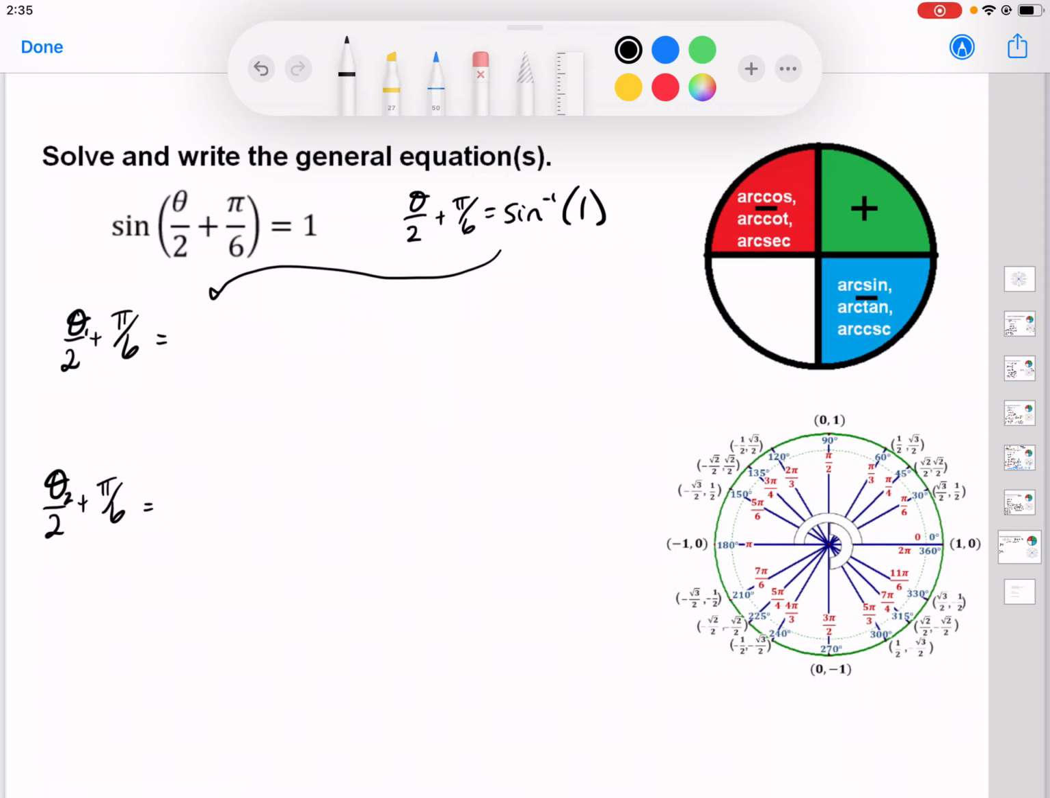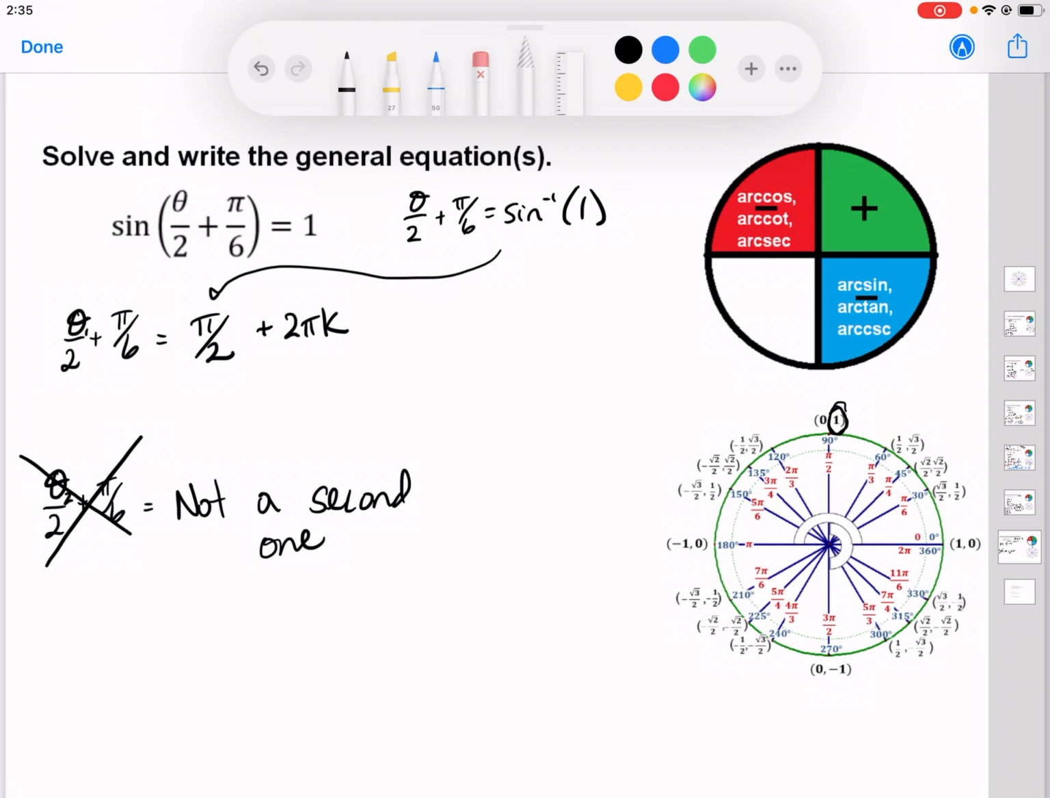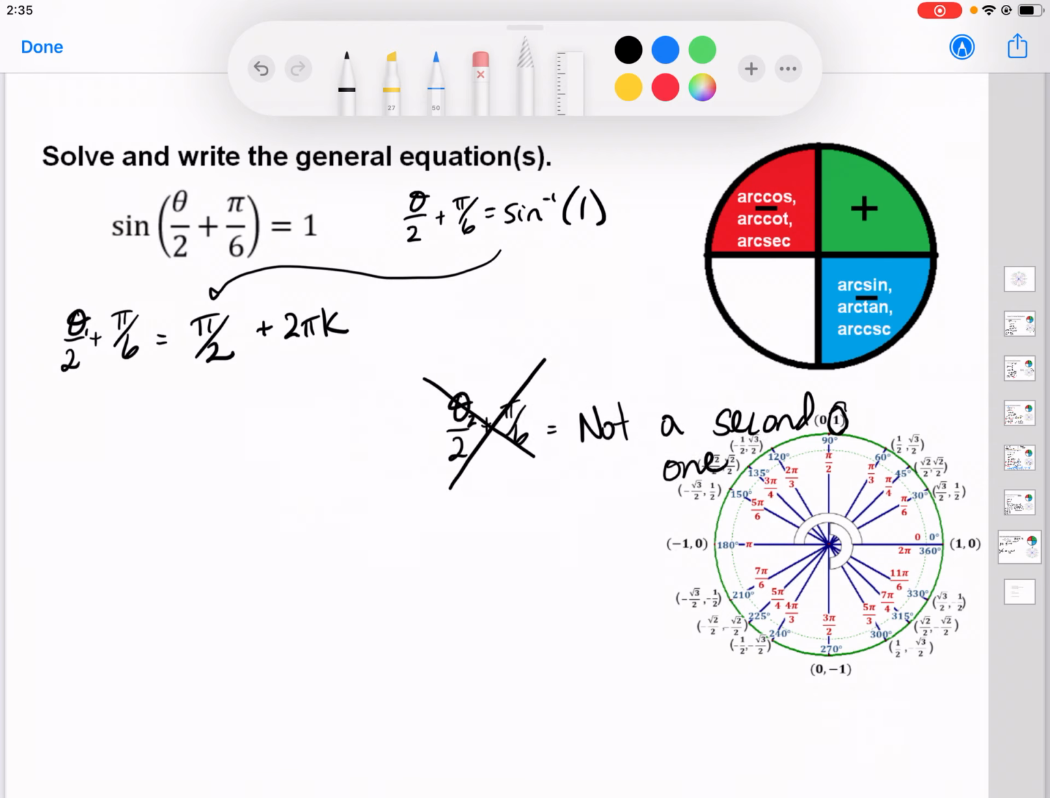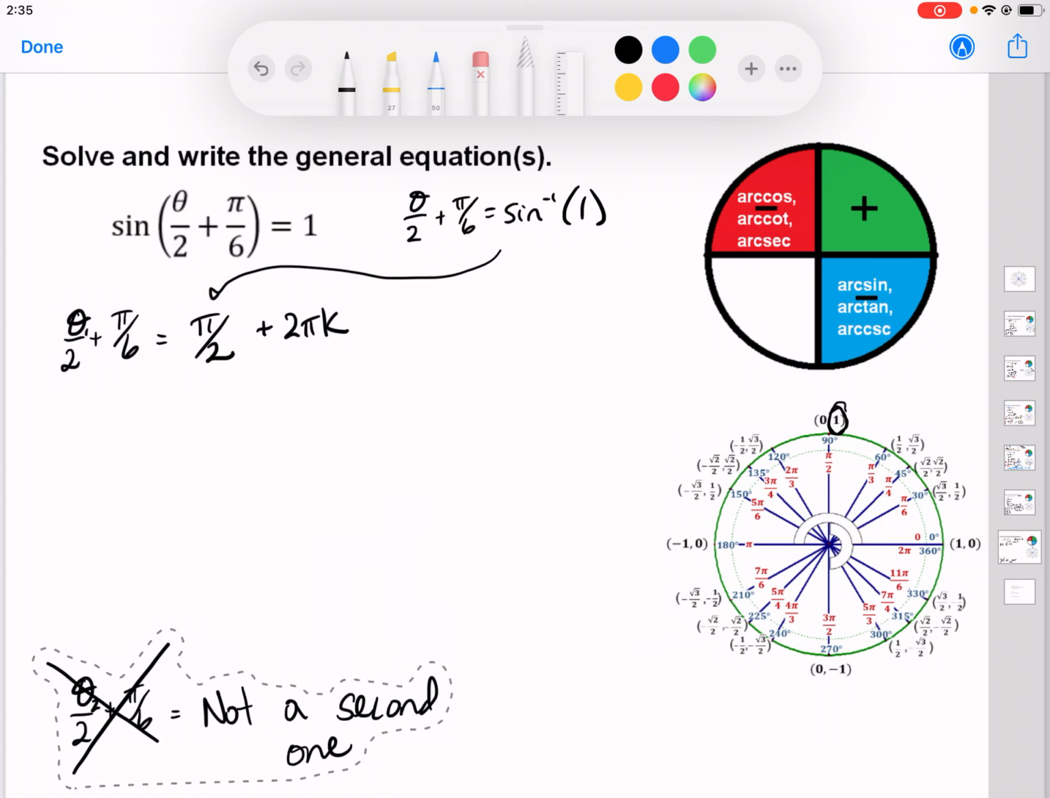Okay, so sine is the y value. So I'm looking for a y value of 1. So if you notice, there's actually not a second one, so we don't need this one. We're going to go ahead and just use the pi halves, and then I'll add my period, the 2 pi k, and then we're going to go ahead and solve this. And since there's not a second one, I'll move that down here.